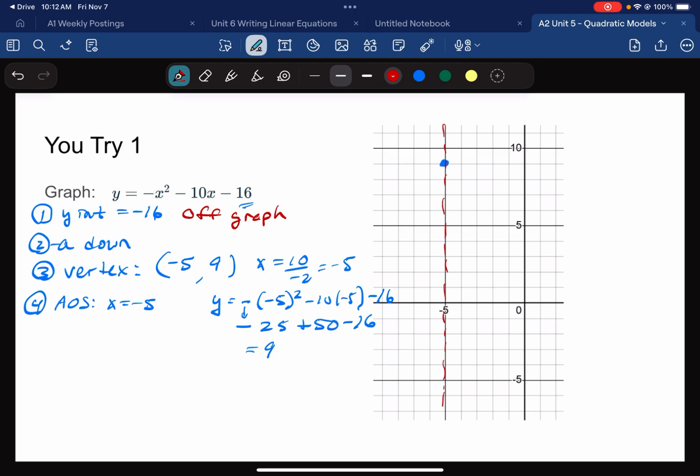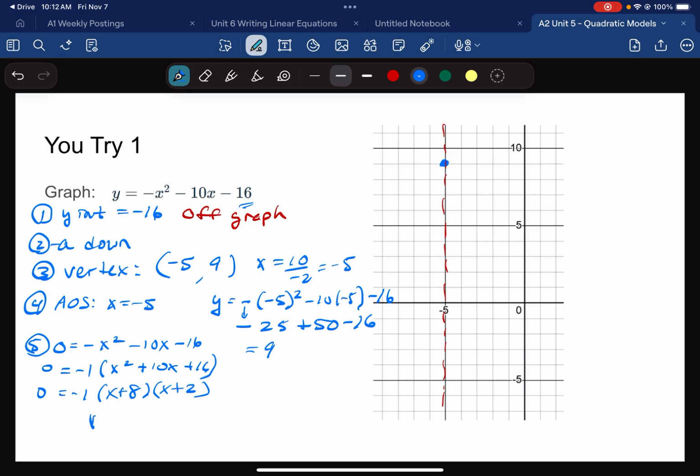Okay. And let's find our x-intercepts. So we're going to say 0 equals negative x squared minus 10x minus 16. I'll factor out a negative 1. And that makes this easy to factor. x and x, 8 and 2, both positive, making my x-intercepts negative 8 and negative 2. So negative 8, and negative 2. So they're mirror images, very nice.